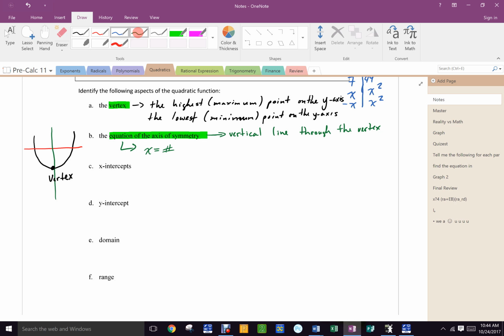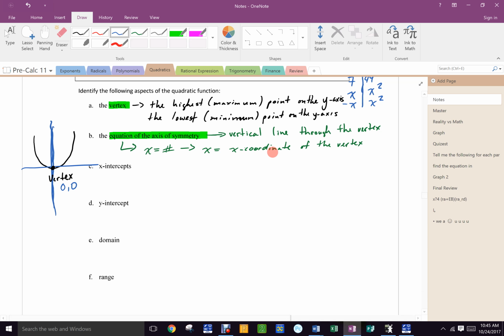How do I know what it is? It is x equals the x coordinate of the vertex. Does everybody follow me with why? Does everybody follow me with the reason there? If I tell you that that vertex is at 0, 0, and the vertical line that goes right through that vertex is where x equals 0. Is everybody cool with that?